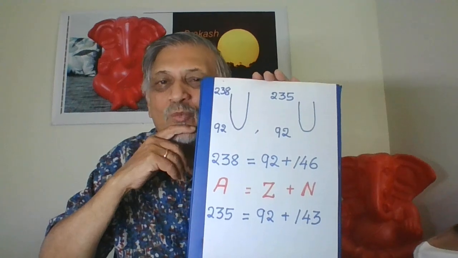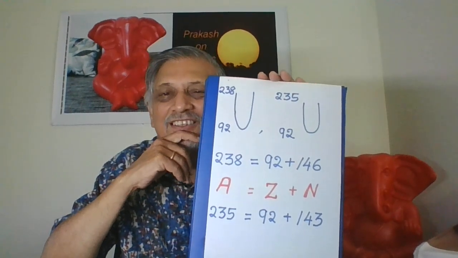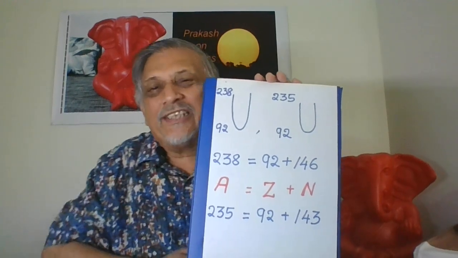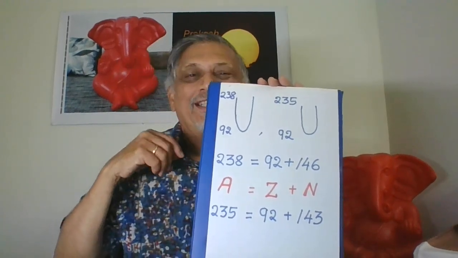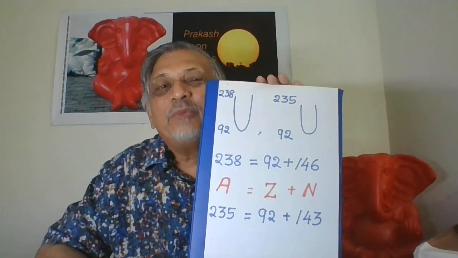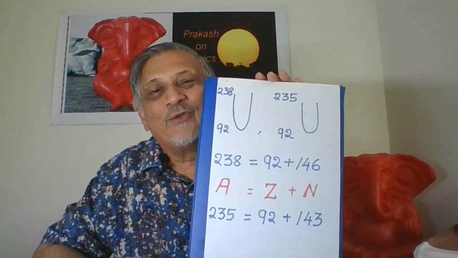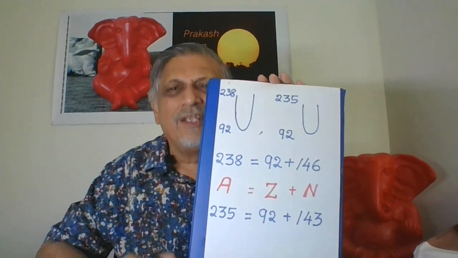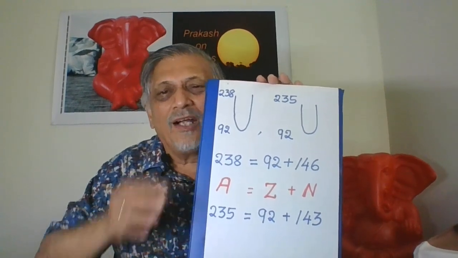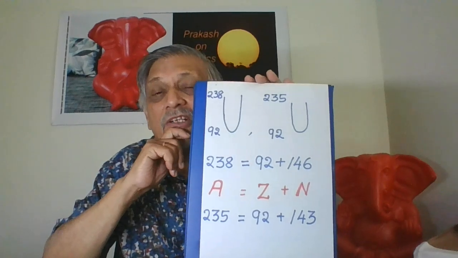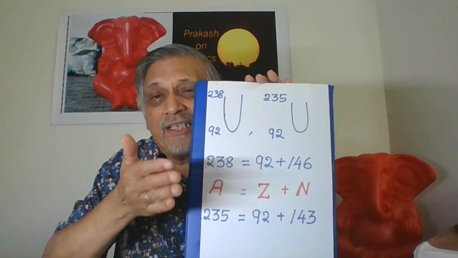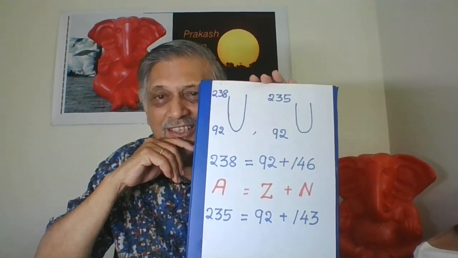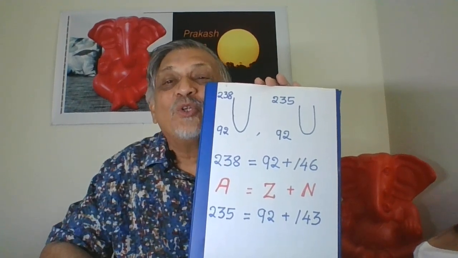And the other one has 146 neutrons, but Z is the same. So the total becomes 238. So that is uranium 238. These are said to be isotopes of uranium. There are others also, uranium 236, 234, and so forth. Let's not talk of them just now. One more aspect, that if this element that we are talking of and an isotope is radioactive in nature, then it is said to be a radioisotope.